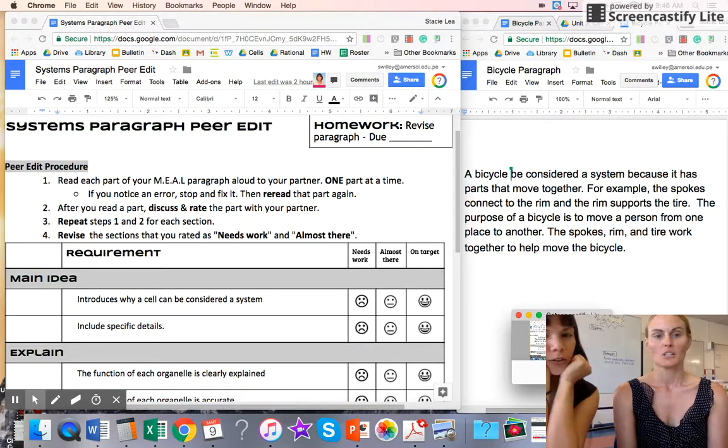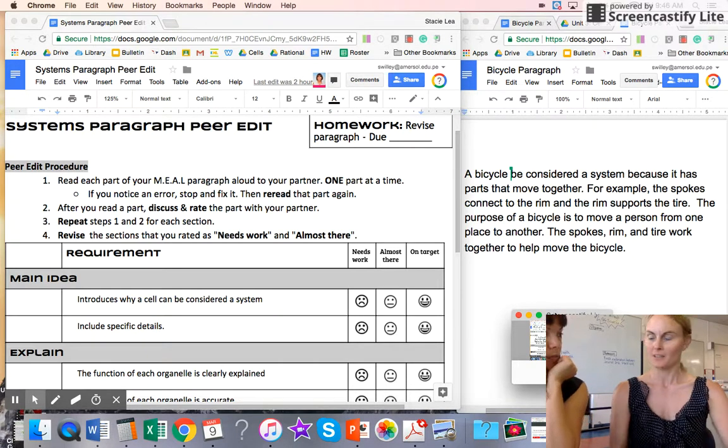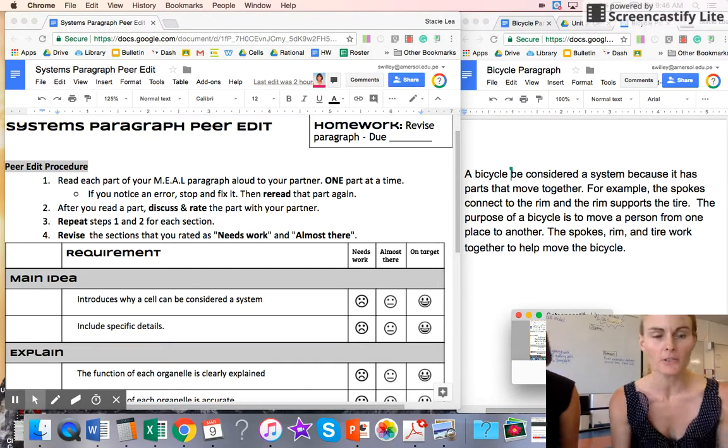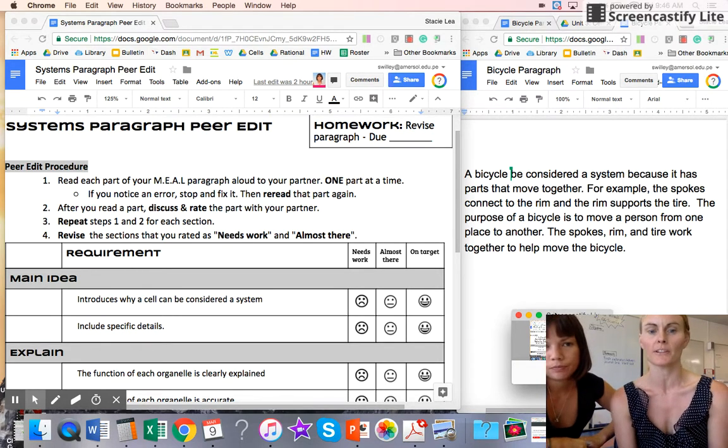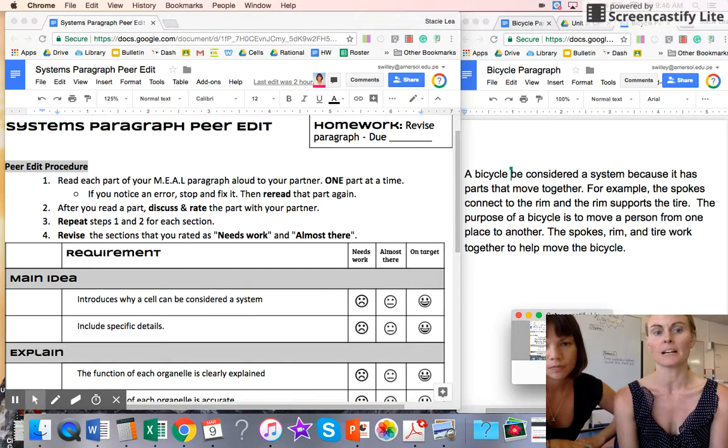Okay, so Miss Stacy, I think we're going to look at your paragraph. Okay, that sounds good. Let's read through the directions again just to make sure we're on track. So I'm going to read each part of my meal paragraph aloud, one part at a time. And if I see an error, I'll stop and fix it and then reread that part again. After I read the part, we're going to discuss and rate my work.